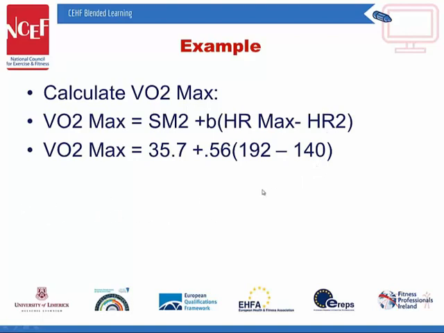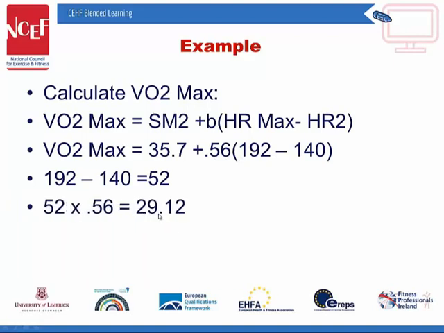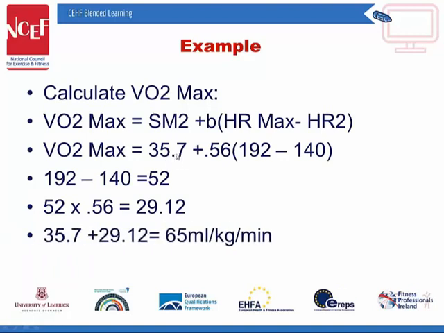If we calculate that out, as we've said before, once you see brackets, you do what is inside the brackets first. So the first thing we do is 192 minus 140, and that gives us 52. What's outside the brackets, we must multiply 52 by 0.56. 52 multiplied by 0.56 is 29.12, and the last thing we have to do is add on 35.7, which gives us our answer of 65 millilitres per kilogram per minute of exercise.